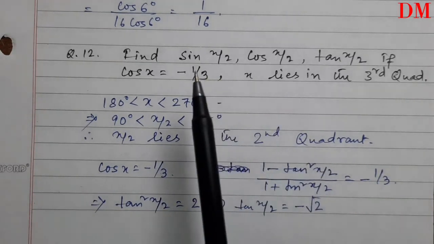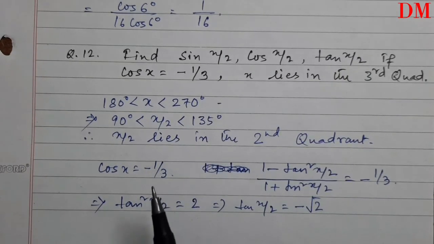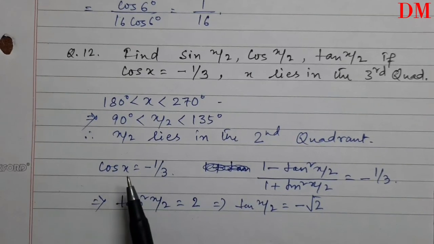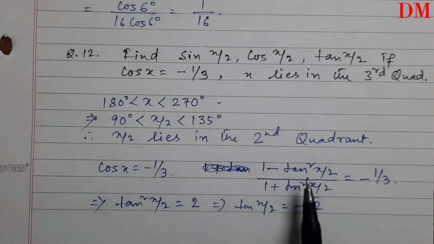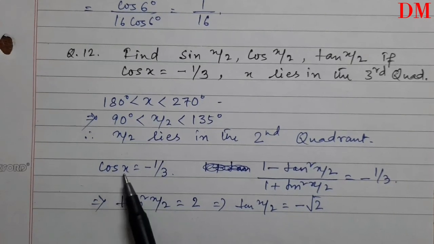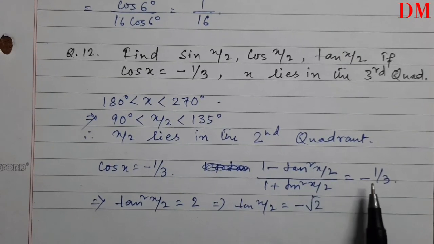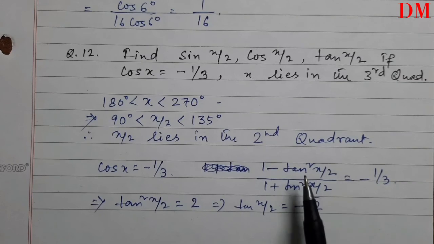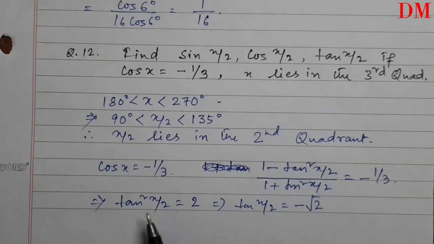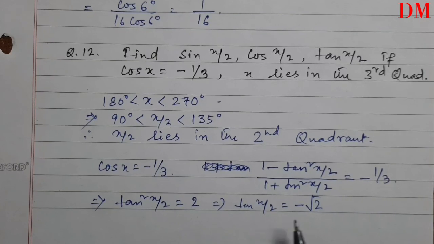Now in the second quadrant only sine is positive and everything else will be negative. So therefore now it is given that cos x equals minus 1 by 3. Using the formula that cos x equals 1 minus tan square x by 2 by 1 plus tan square x by 2, we can write this as equal to minus 1 by 3. Now after doing the componendo dividendo, or you can do the cross multiplication, we can write tan square x by 2 as 2.